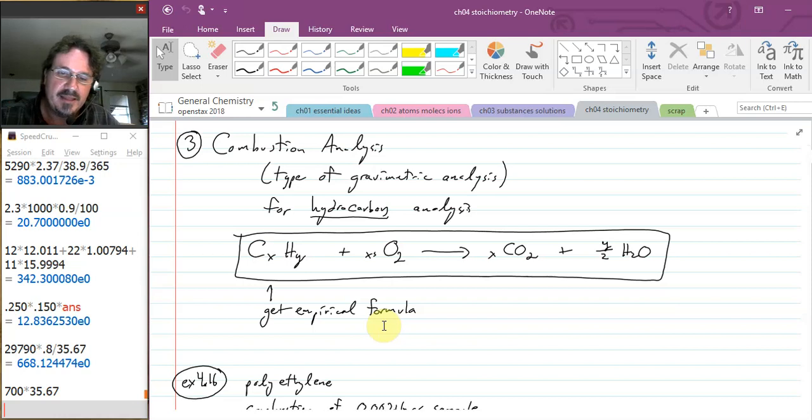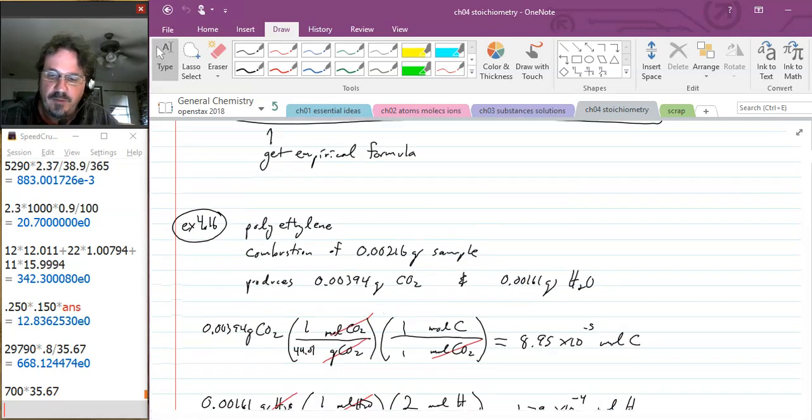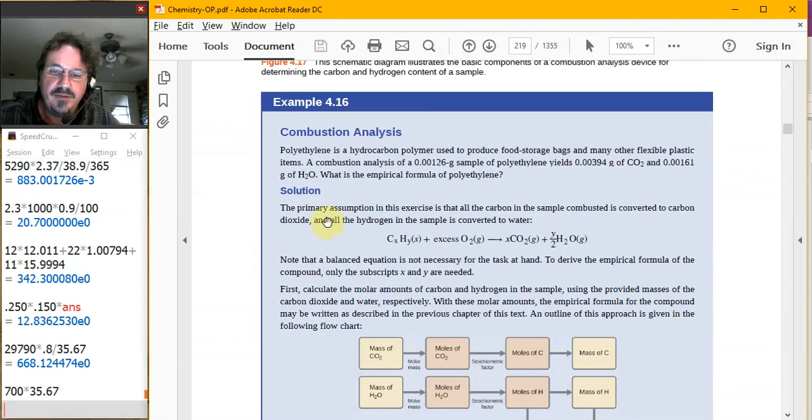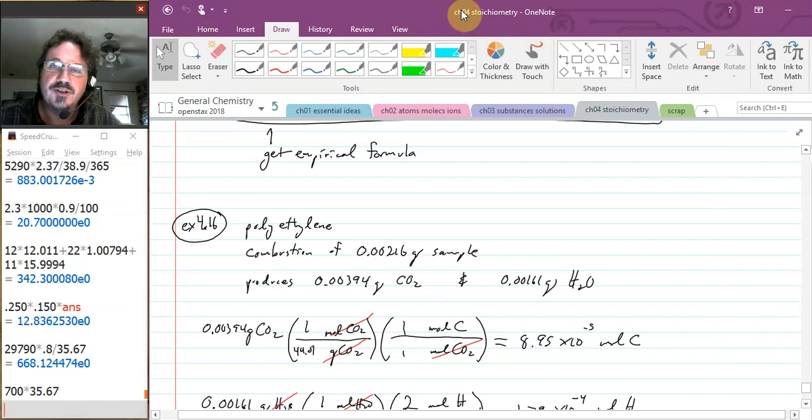So how in the world do I get that molecular formula? Example 4.16 will demonstrate this nicely. It says, hey, polyethylene, it's a hydrocarbon polymer used to produce food storage bags and other flexible plastics. All right, we did a combustion analysis, 0.00126 grams of my sample polyethylene. And when they did this combustion, they produced 0.00394 grams of CO2, 0.00161 grams of water. What's the empirical formula of polyethylene? That's what we have to figure out. It's just stoichiometry. That's all it is.